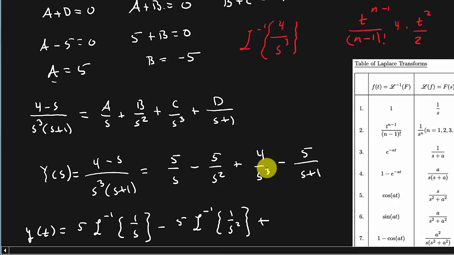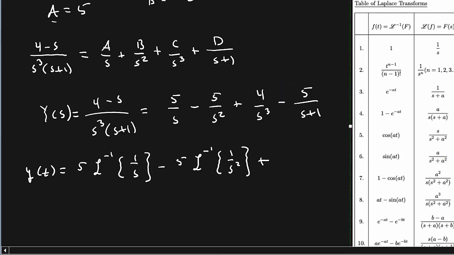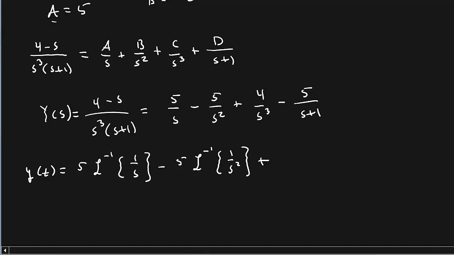And then for 1 over s squared, well, n would be 2, so 2 minus 1 is 1, so that would be t to the first. I know I'm going to finish writing it down, but I just wanted to go over that real quick. I'll bring the 4 out, and that would be the inverse Laplace of 1 over s cubed, minus 5 times the inverse Laplace of 1 over s plus 1. I'm just explaining why I'm bringing these numbers out.